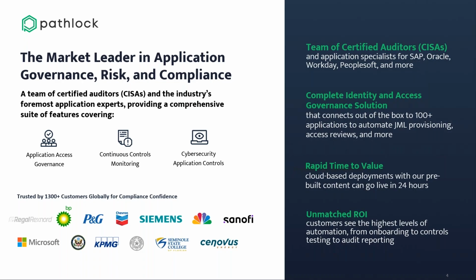So we not only have the regulatory compliance background, but we also have application specialties, so that we're really able to provide that coverage for our customers and talk to them about each of our offerings of application access governance, continuous controls monitoring, and cybersecurity application controls in the context in which they need to apply those to their industry and their business. We have more than 1,300 customers globally, and we reach more than 100 applications out of the box, so we can automate those key processes that you may be very familiar with: your joiner, mover, leaver, your access risk analysis, and access reviews, which we'll talk about today.